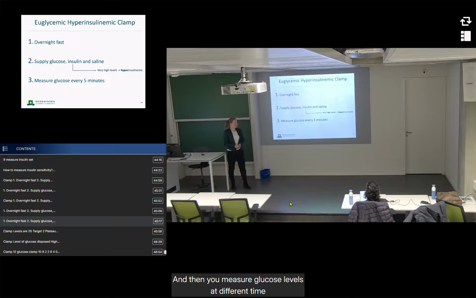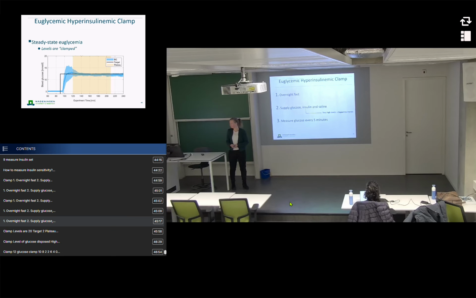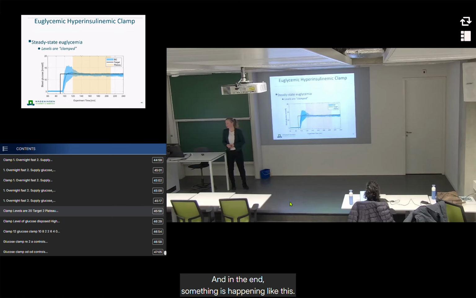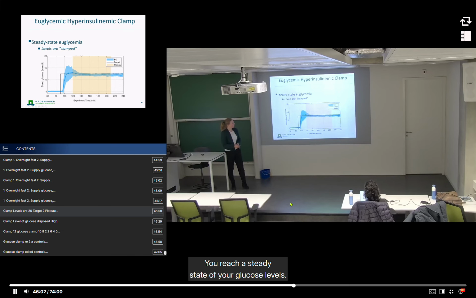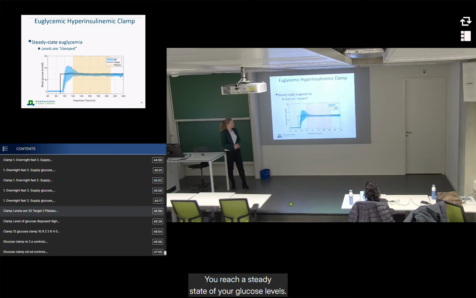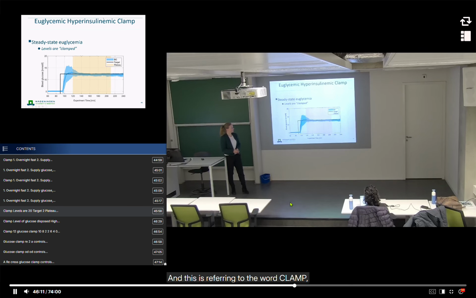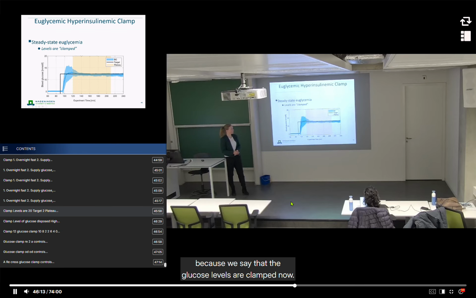And then you measure glucose levels at different time points, very frequently. And in the end, something is happening like this. You reach a steady state of your glucose level, so your glucose levels stay somewhat stable, like this here. And this is referring to the word clamp, because we say that the glucose levels are clamped now.